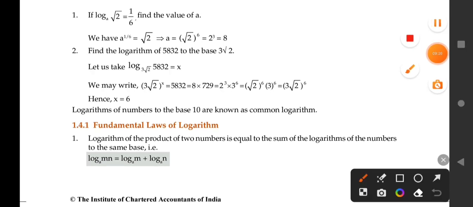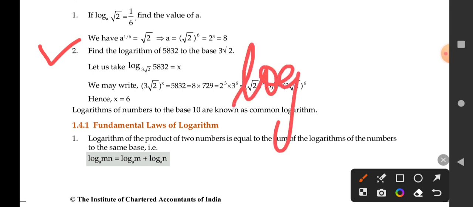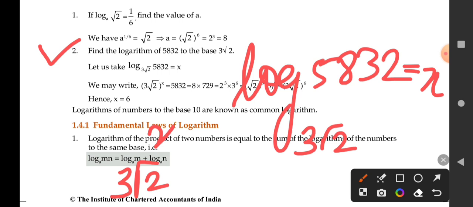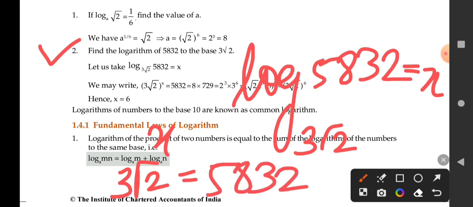Next, second, find log of 5832 to the base 3 root 2. Okay, so log of 5832 to the base 3 root 2. Suppose it is equal to x. So we have 3 root 2 power x is equal to 5832. Correct? So now directly how to solve this question if it is asked in the exam.